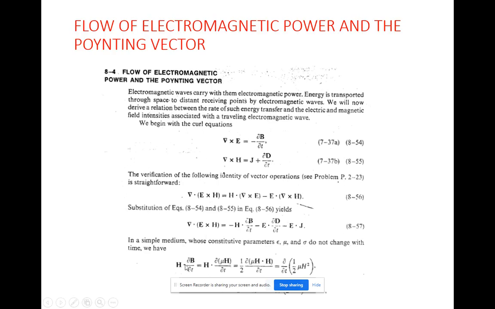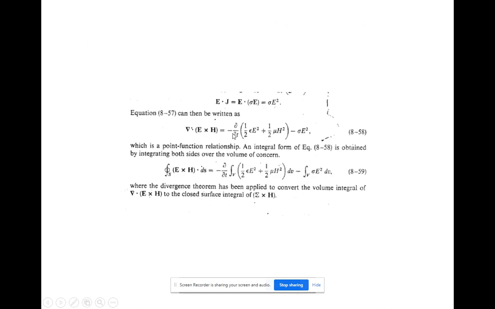In the earlier equation, at the place of H dot dou B by dou t, and likewise at the place of E dot J, you replace these values. Then del dot (E cross H) will become minus dou by dou t of half epsilon E square plus half mu H square, minus sigma E square. This is nothing but the point function relationship.